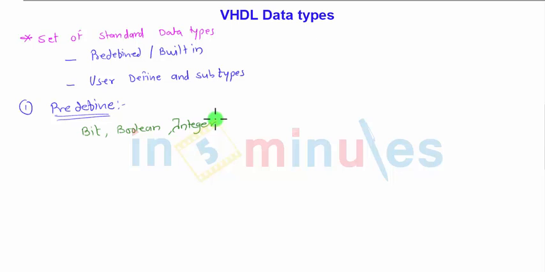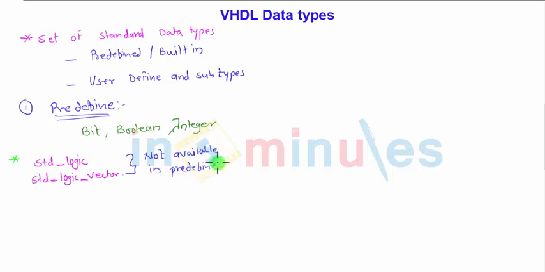So the important part here is standard logic. How to write this, I'll explain the rules in the next session, but before that make sure that you are writing this properly. No space is allowed. You can add an underscore here. So this is standard logic and standard logic vector. What this vector consists of, we'll see within 2 minutes. The standard logic and standard logic vector are not available in predefined, but they are defined in the standard logic 1164 package of the IEEE library.